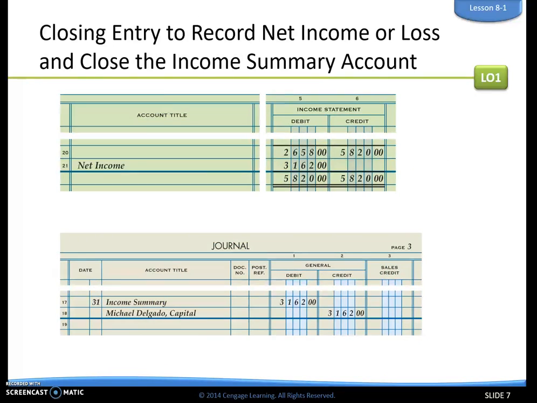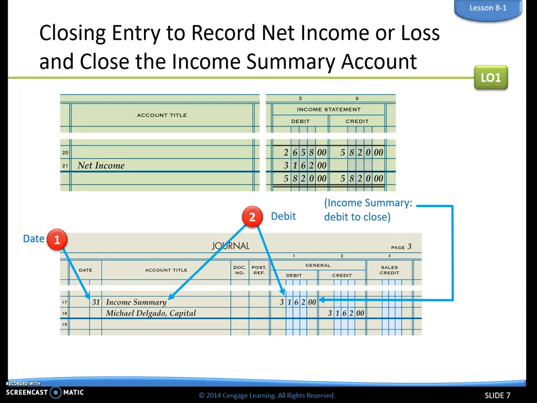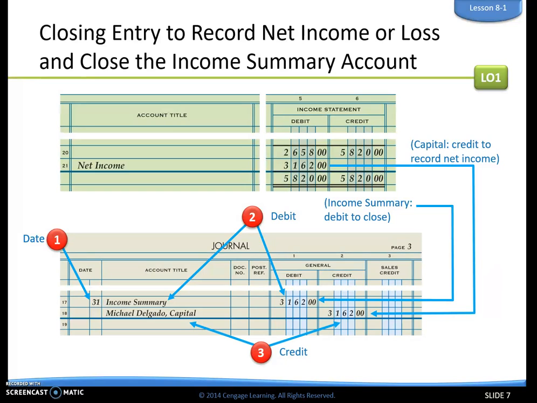The closing entry to record net income or loss and close the income summary account. So this closing entry does both. So if you have net income, the income summary is going to be the debit and the capital account will be the credit. You put the date, income summary, debit, capital, credit. Now if you had a net loss, these accounts would be flipped. The capital account would be the debit and the income summary would be the credit.